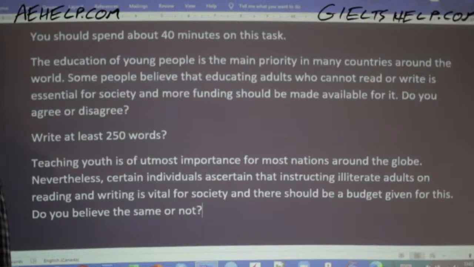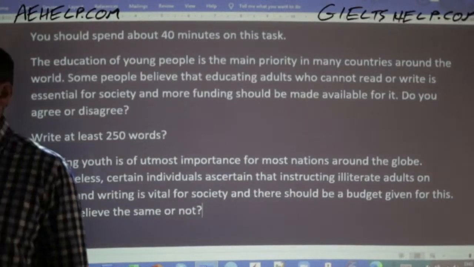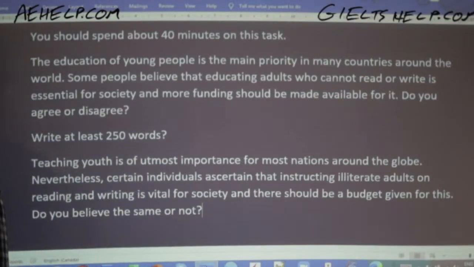Rajveer says, nations around the globe are paying more attention to educating youngsters. Some individuals ascertain that promoting literacy among adults is vital for the community, and more taxpayers' money should be made available for it. Do you support or disprove it? Okay, good, Rajveer.